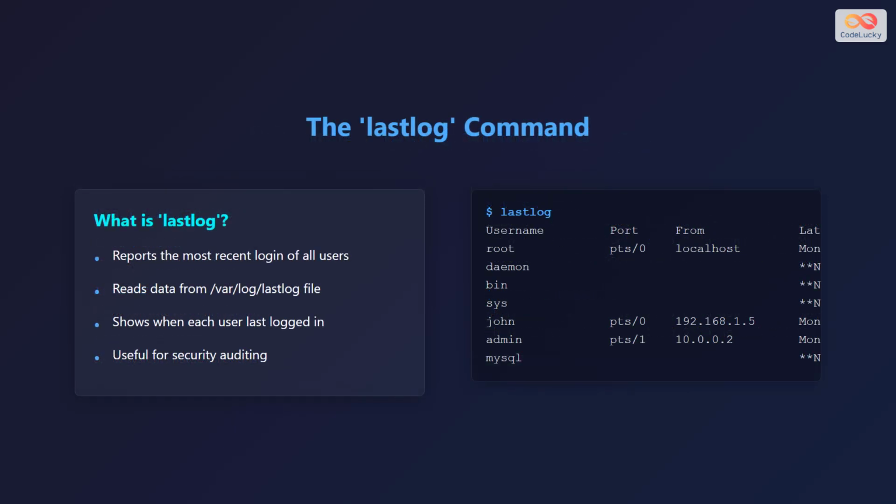The lastlog command reports the most recent login of all users on the system. It reads its data from the /var/log/lastlog file. It shows when each user last logged in, which is useful for security auditing and identifying inactive accounts. When you run the lastlog command, it displays a list of usernames and their last login time. If a user has never logged in, it will show **Never logged in**.